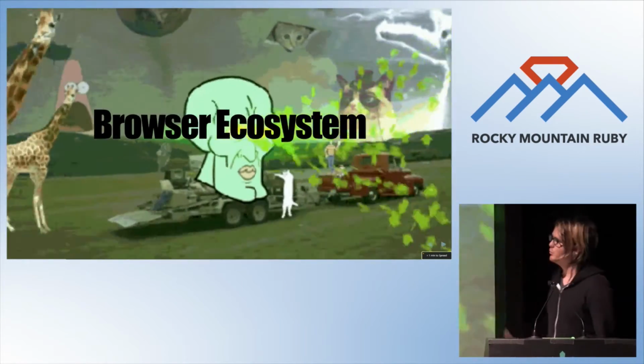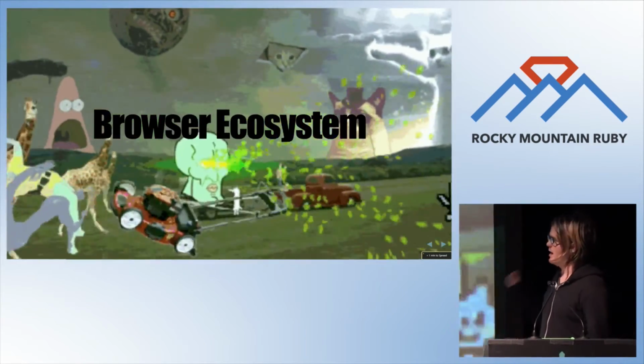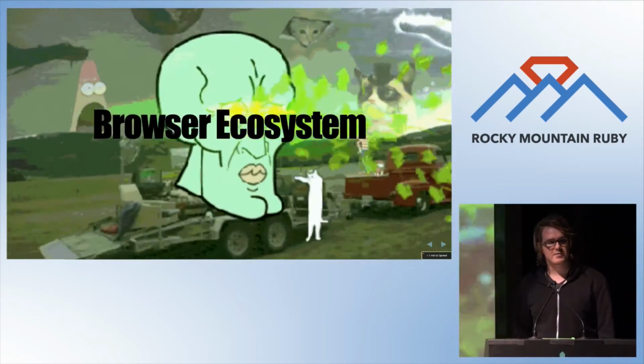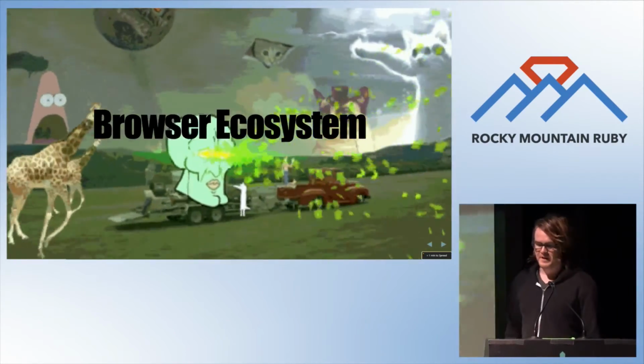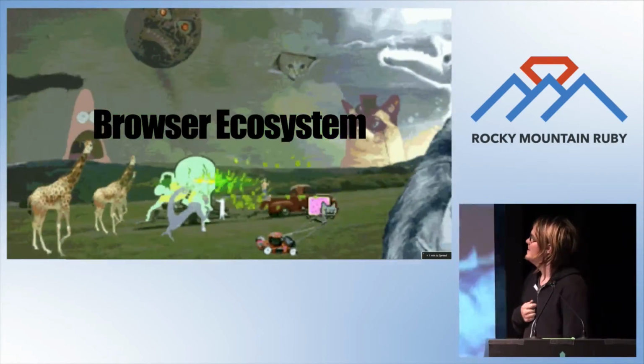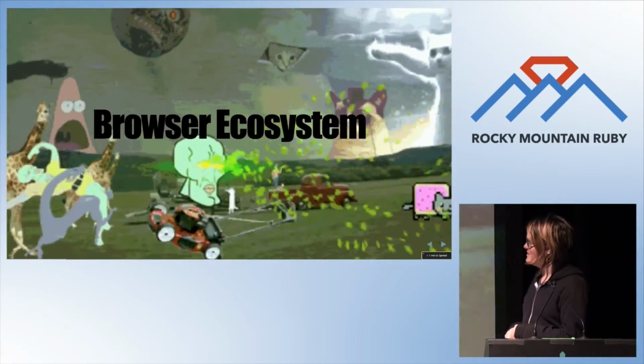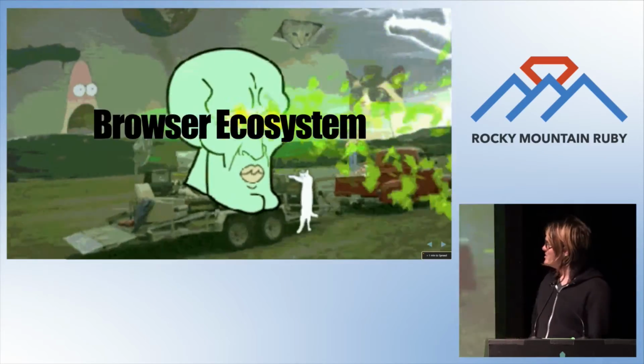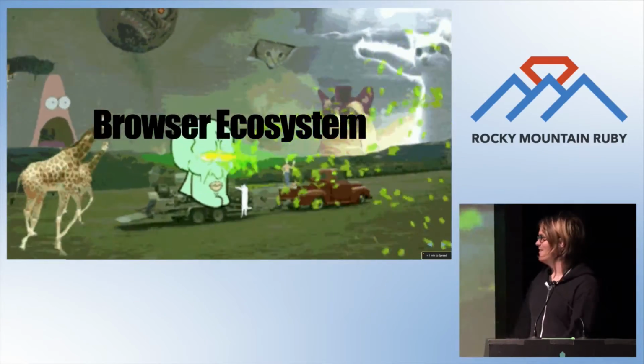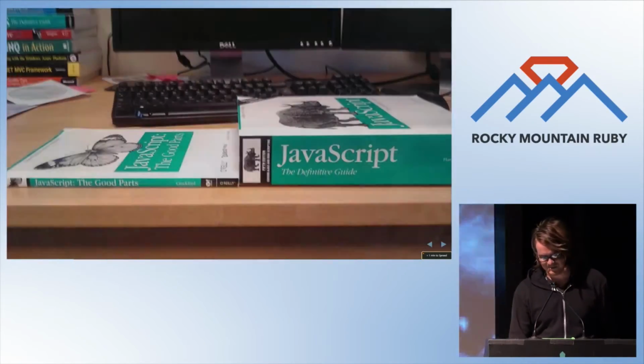But before we get into Ruby today, we need to start in the browser ecosystem. And from the outside observer, it looks a lot like this. There's chaos. Every time you peek in, there's something new to see. Patrick has no idea what's going on. It's just cats everywhere, an absolute mess.